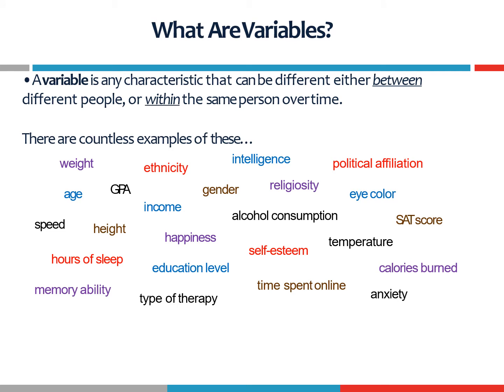There are countless examples of variables that we've discussed. For example, we could talk about gender, education level, eye color, weight, hours of sleep, memory ability. And there are a lot of different definitions we could use when we start to measure these variables or manipulate them in the context of an experiment, perhaps. So basically, anything that you can actively measure is going to be considered a variable.